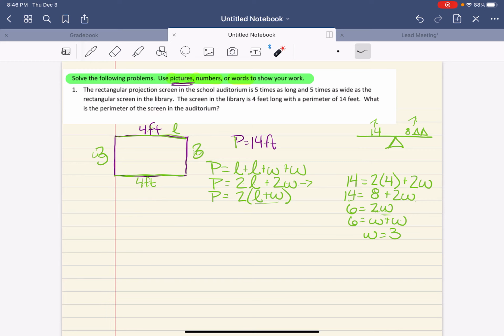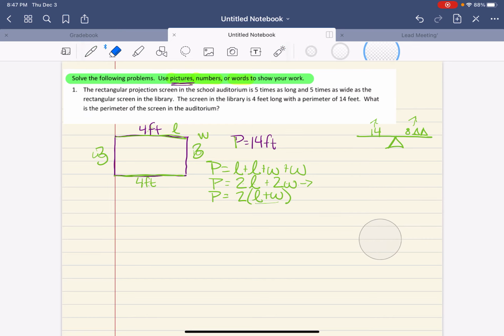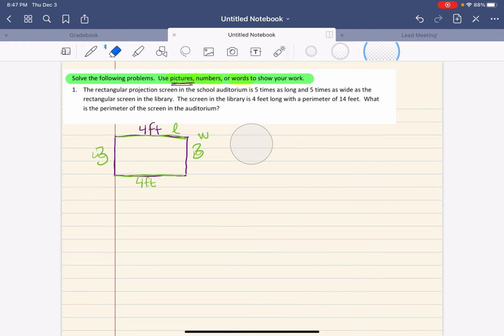Okay, so now we know our length and we know our width, which I'm going to label both of them just so we have them and are not confused. Okay, I'm going to erase this, and these, and that to help me out so I can draw our picture of our auditorium screen.